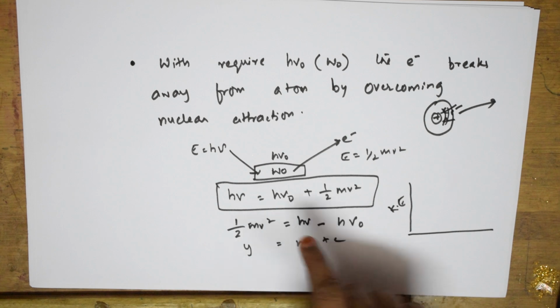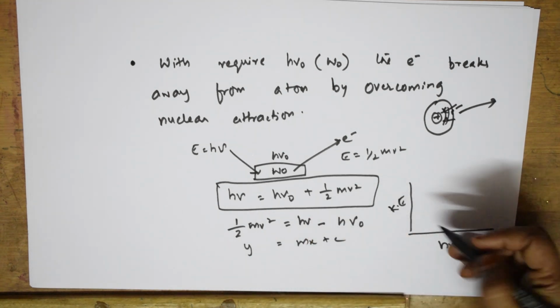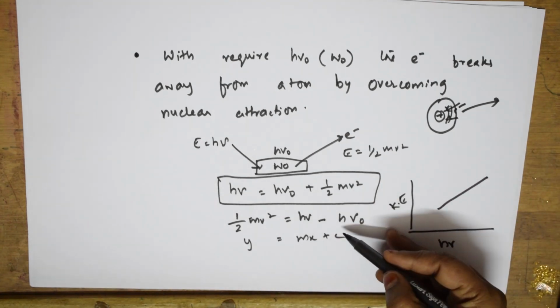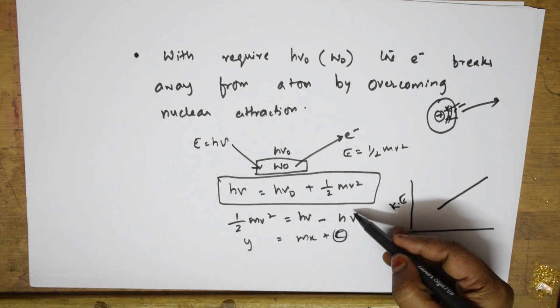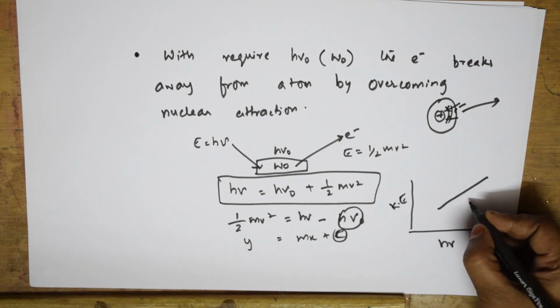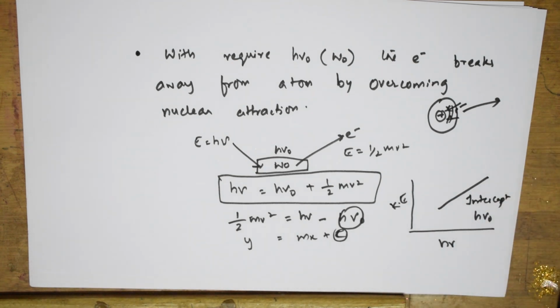Here on the x-axis, what do I have? I have h nu, isn't it? Yes. Now this is a straight line graph, so I get a straight line like this. Now what is the intercept for this? C is the intercept, isn't it? According to this, what is the intercept? H nu naught is the intercept. So if I take this intercept as h nu naught, that's it. So this is your concept for the photoelectric effect.